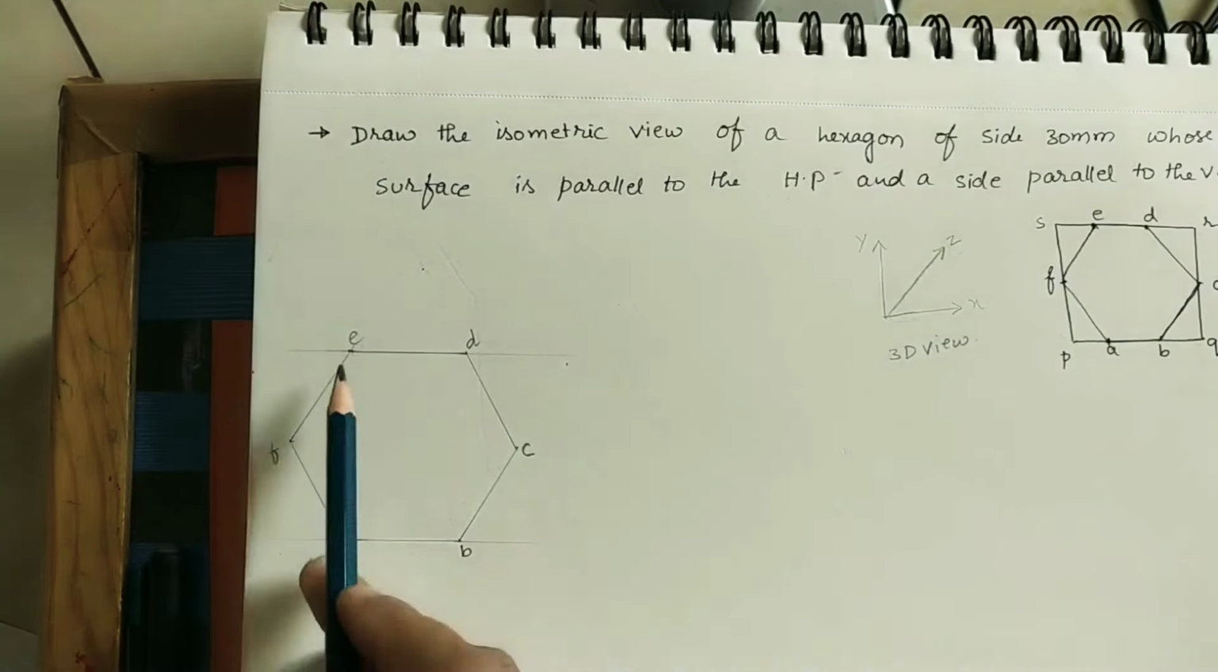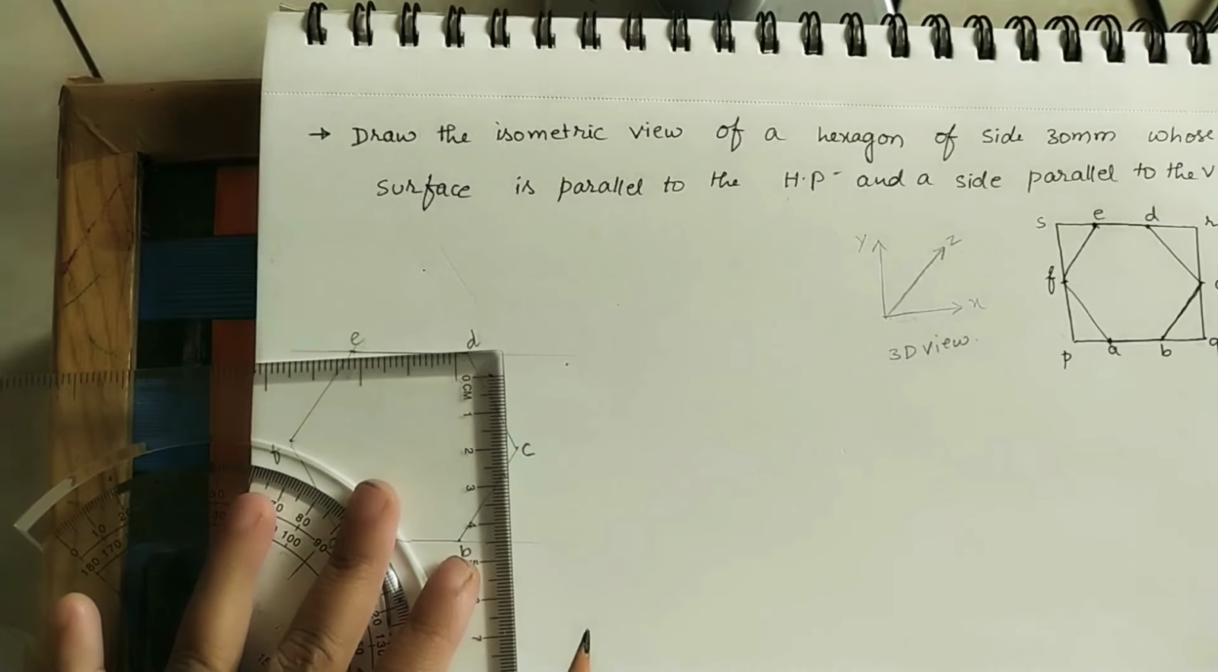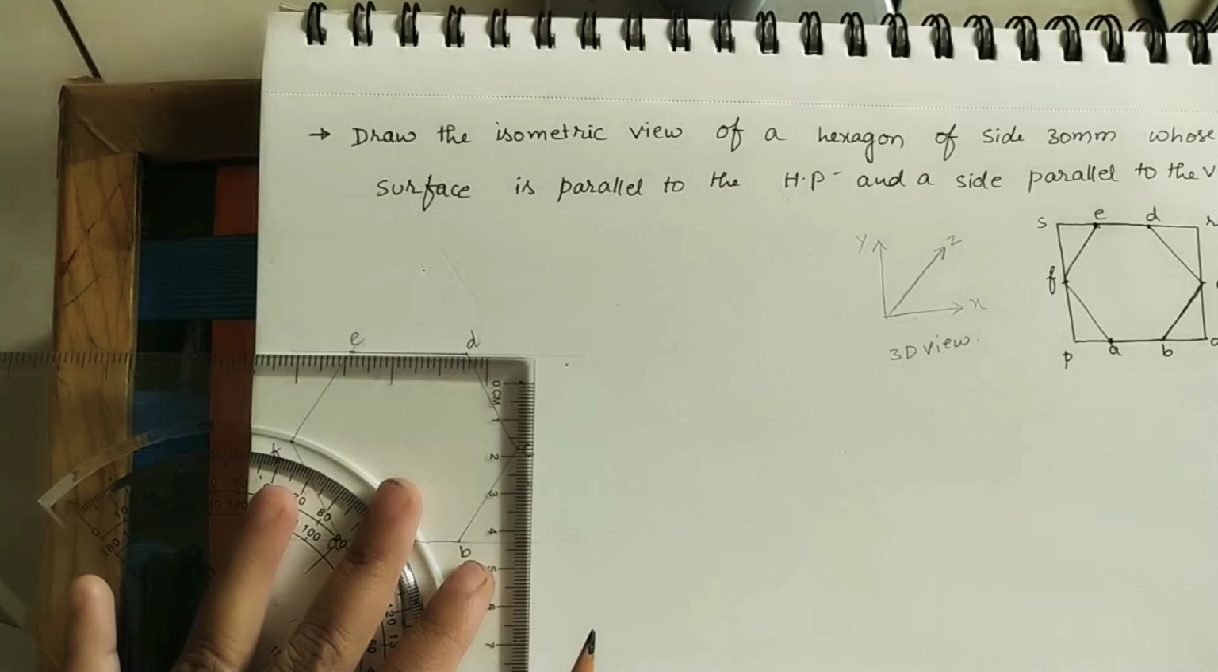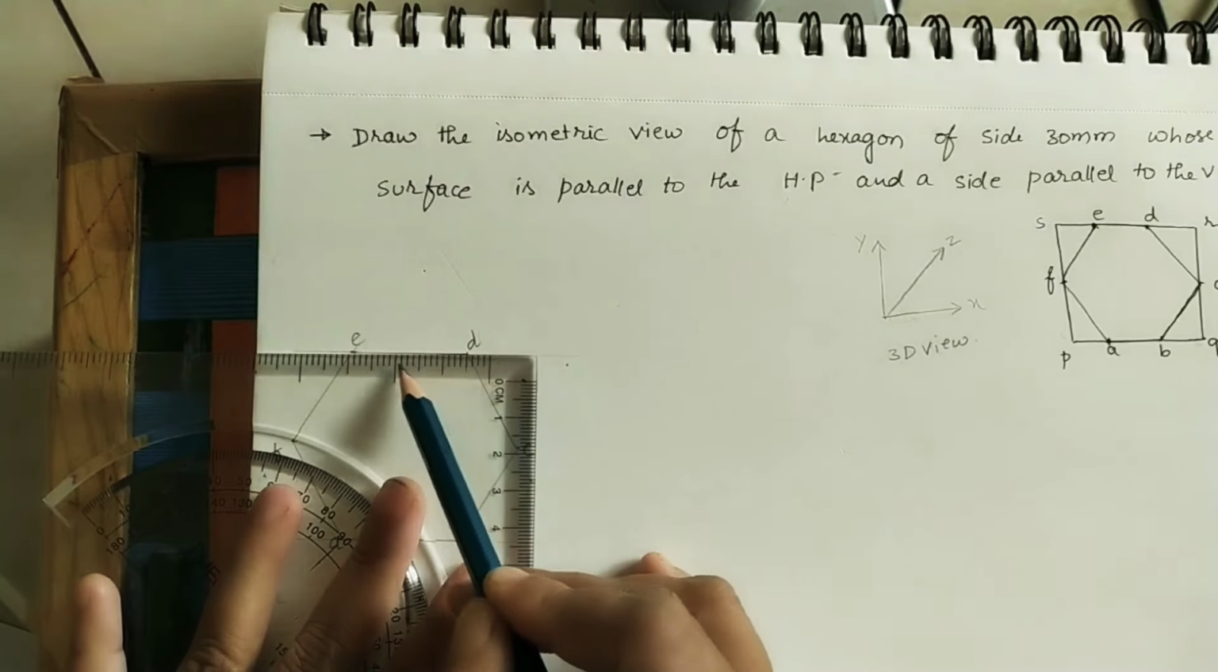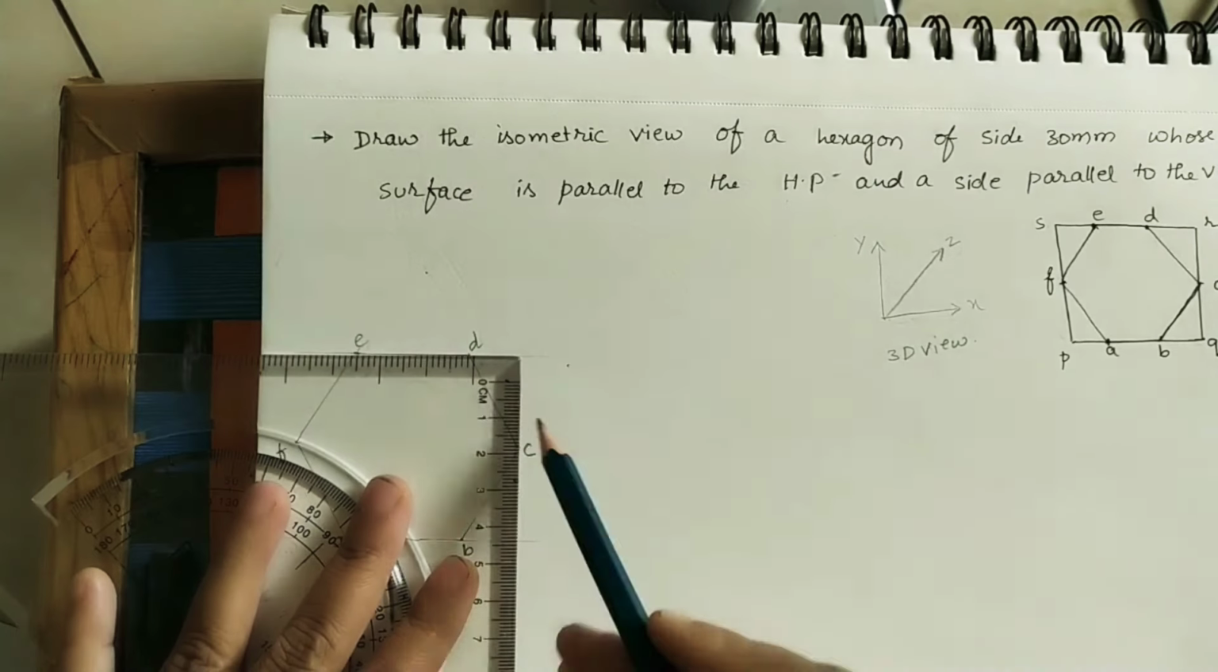Okay, now here we did horizontal lines. Just at C point, for getting the 90 degrees line, this is 90. I am using the set square. This line should coincide with this scale. Okay, just do here one line.